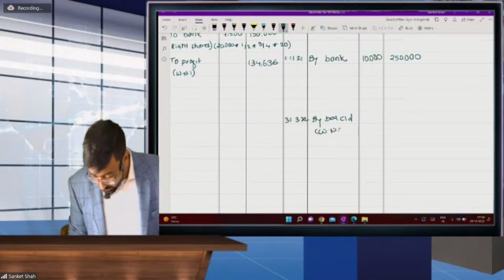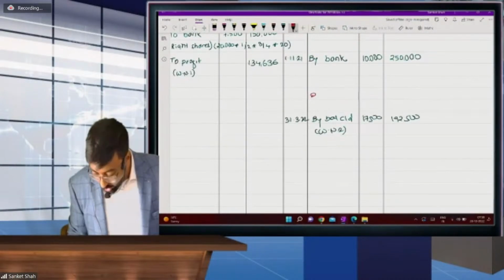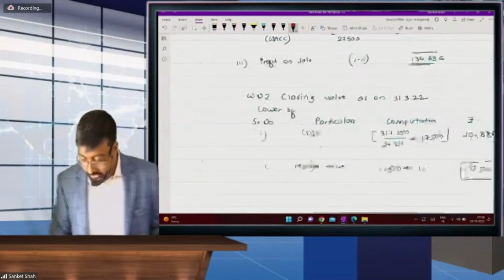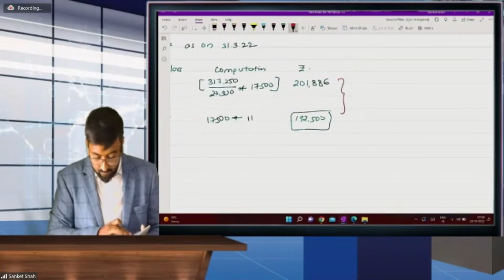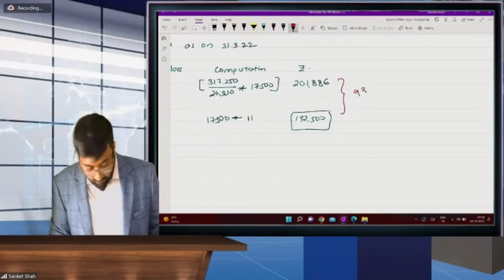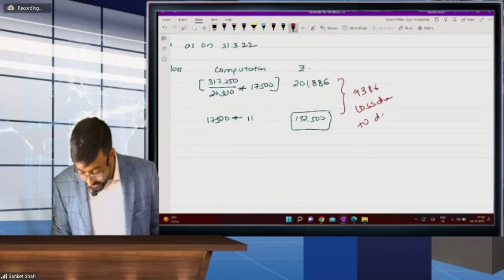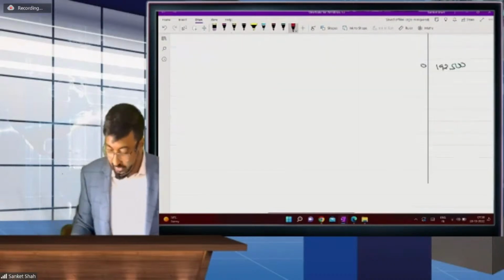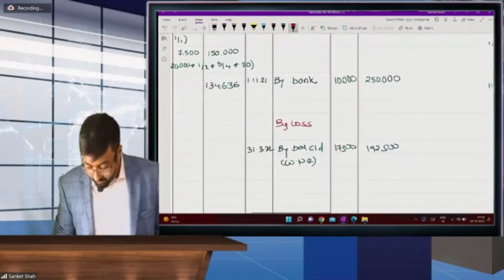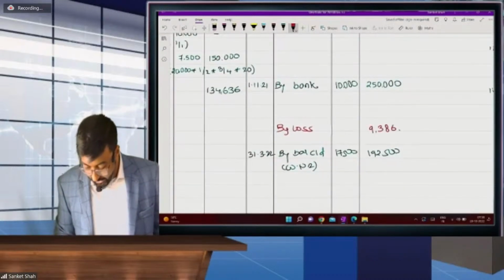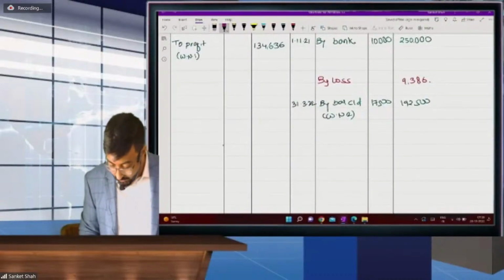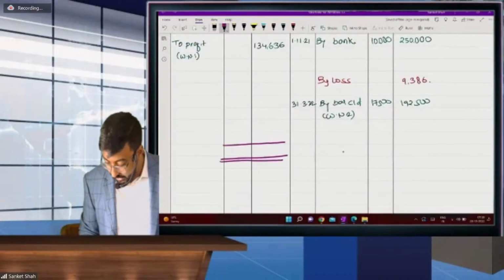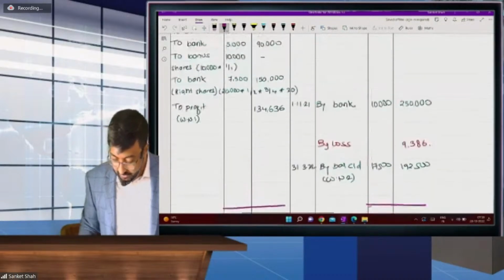Working note 2, 17,500. Loss due to decline in the value. So what is the difference? Loss due to decline, 9386. By loss 9386, loss on decline in market value. Now you can tally both sides.